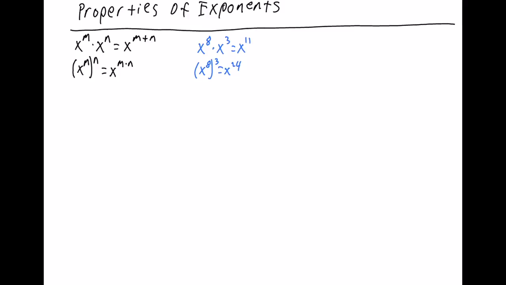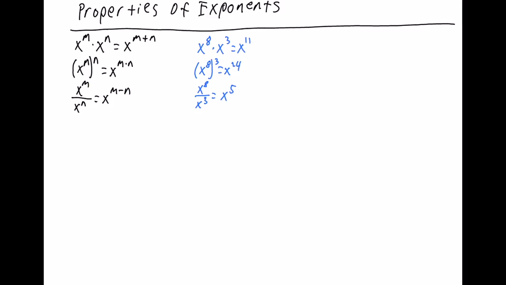So next we have when you raise an exponent to another exponent, what you do is you multiply the exponents. So x to the m to the n is x to the m times n. An example of that is x to the 8 to the third is x to the 24th, because 8 times 3 is 24.